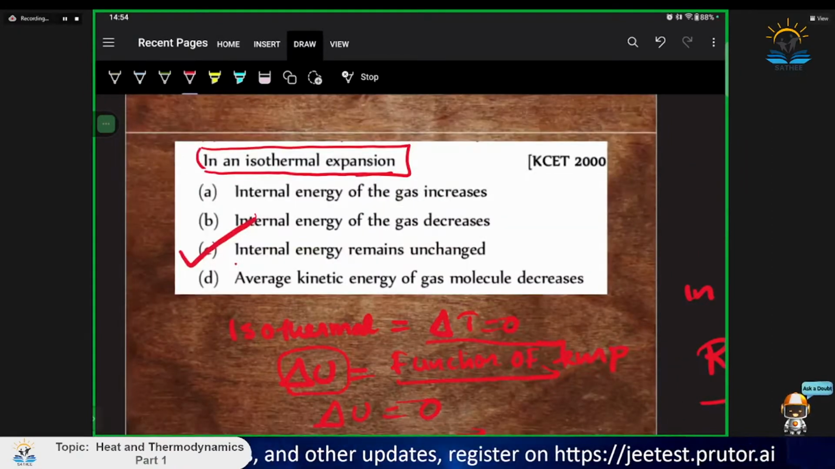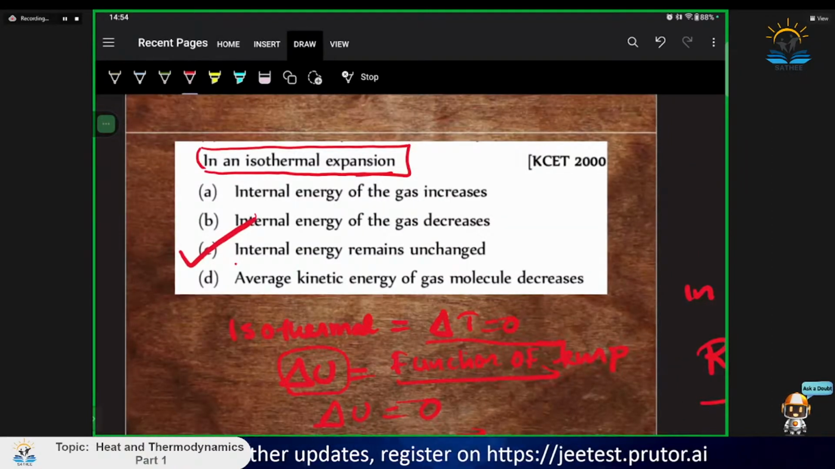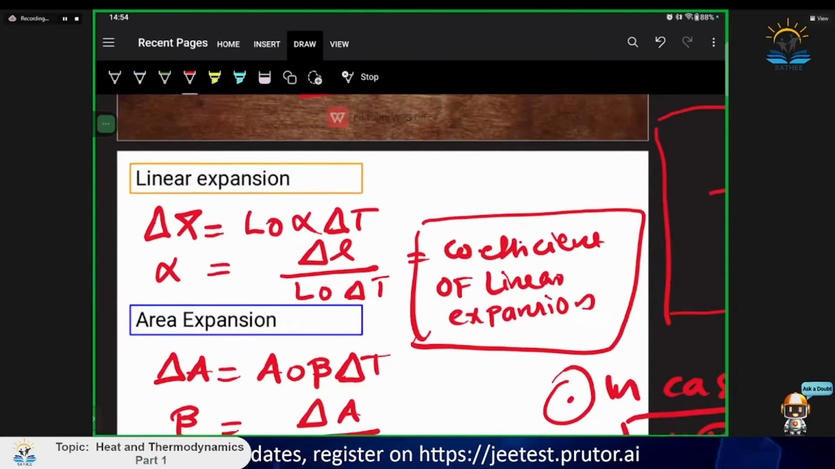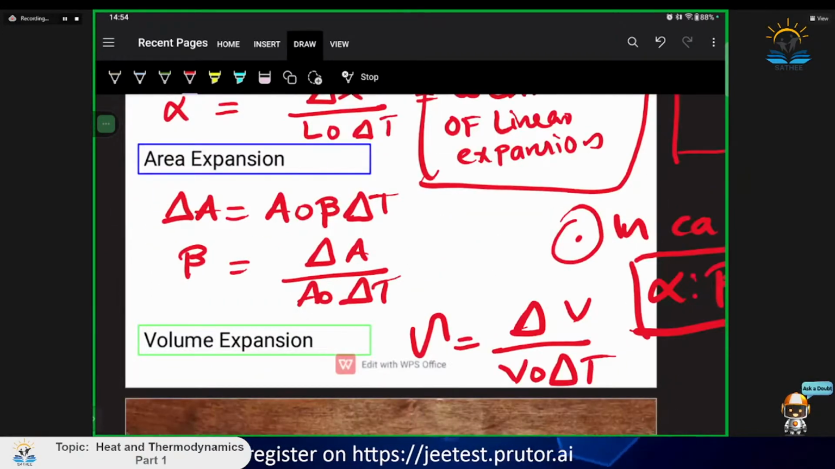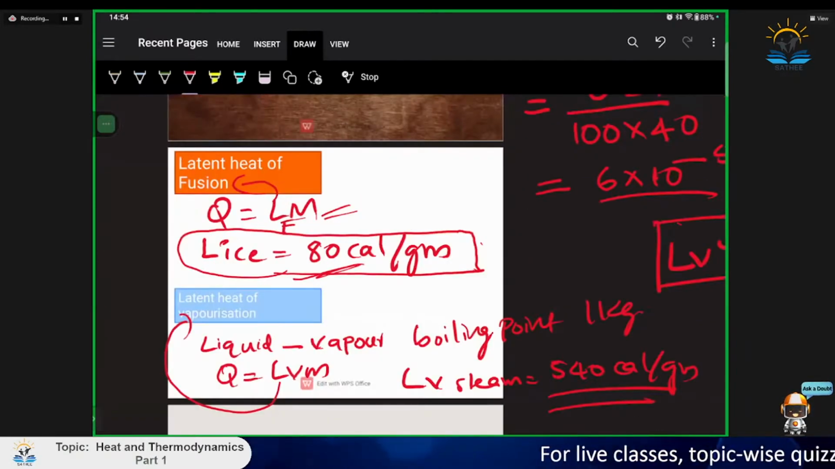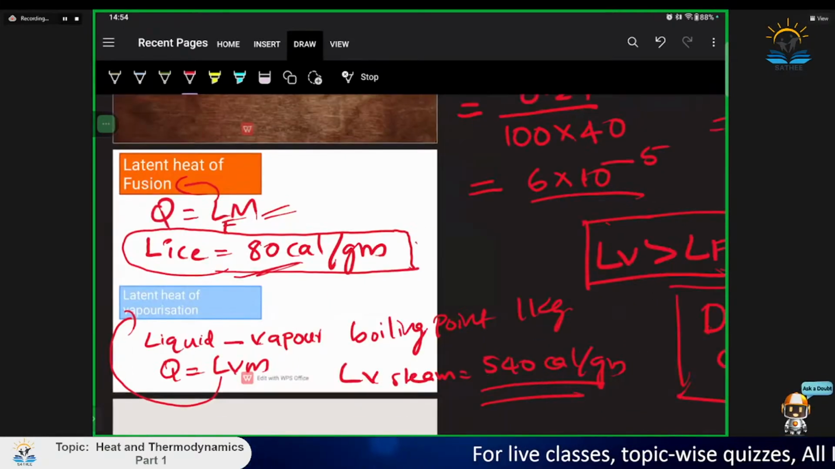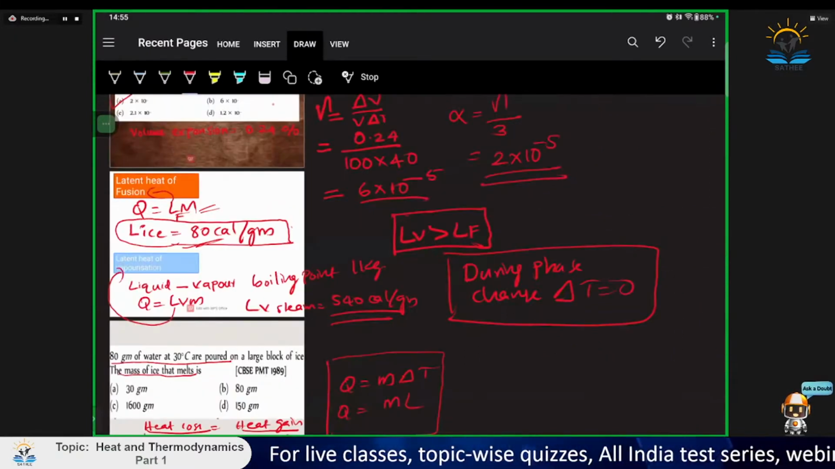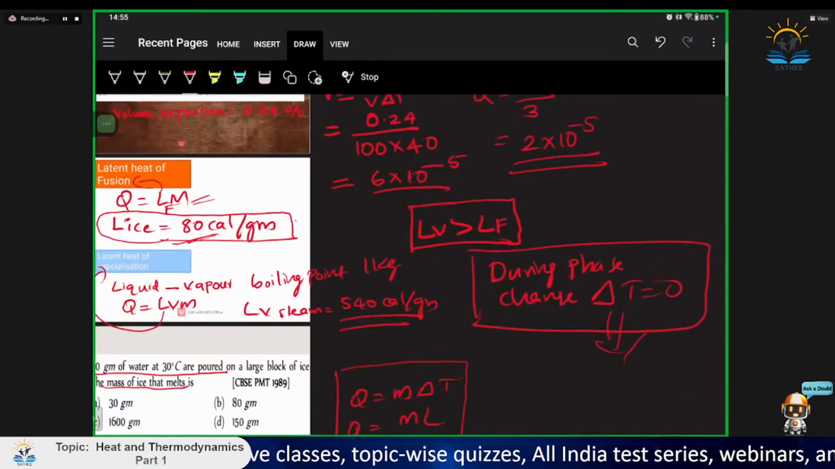And linear expansion, we have understood delta L, alpha, beta, gamma, and alpha is to beta is to gamma. In case of solid, it is 1 is to 2 is to 3. And the latent heat of fusion and latent heat of vaporization. And we know L fusion is 80 calorie per gram, and L vaporization of steam is 540 calorie per gram, and during phase change there will not be any temperature difference, that is delta T is equal to 0 during phase change, because that energy is used for removing the interattractive force between particles.